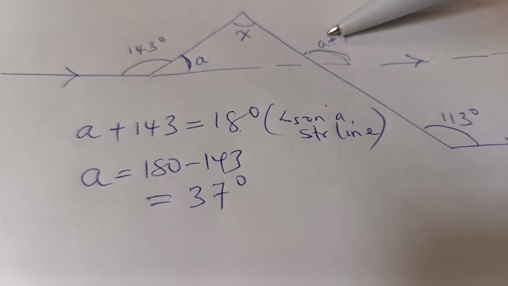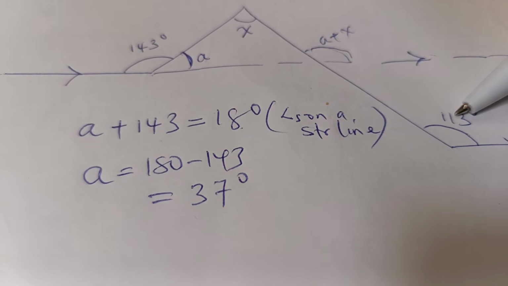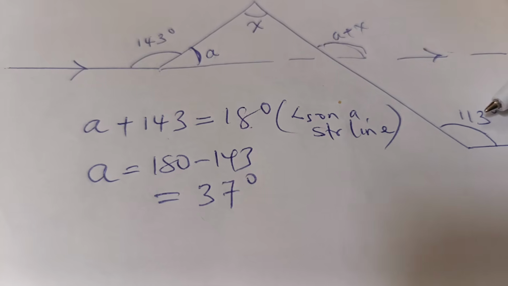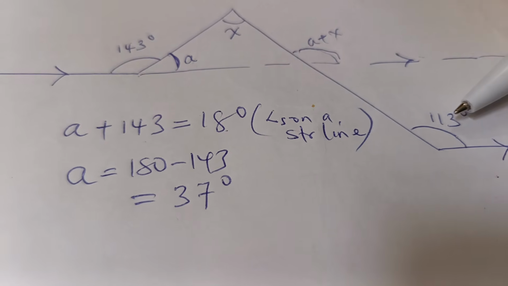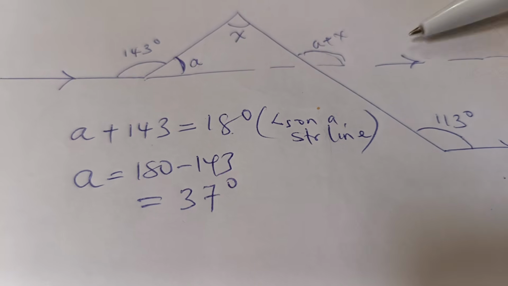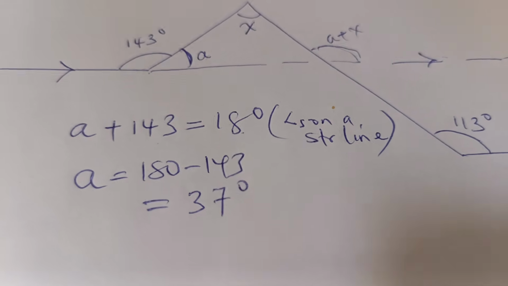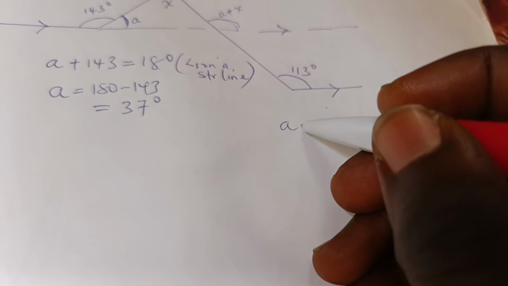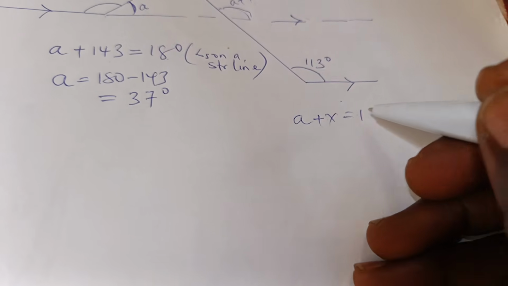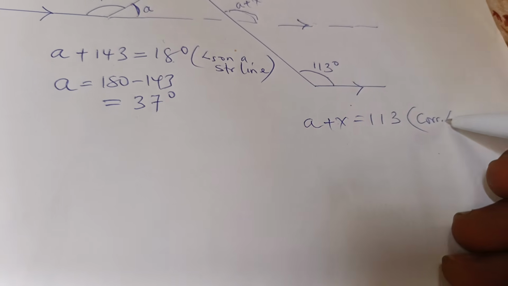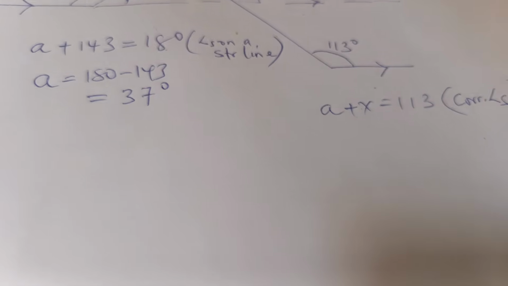So you discover that A plus X will be equal to 113. We call them F angles, and F angles are actually what is called corresponding angles. They correspond on the same side of parallel lines. So with that, I will go ahead to say that A plus X will be equal to 113, and the reason is corresponding angles. I love to use a lot of shorthand, so that takes care of that.